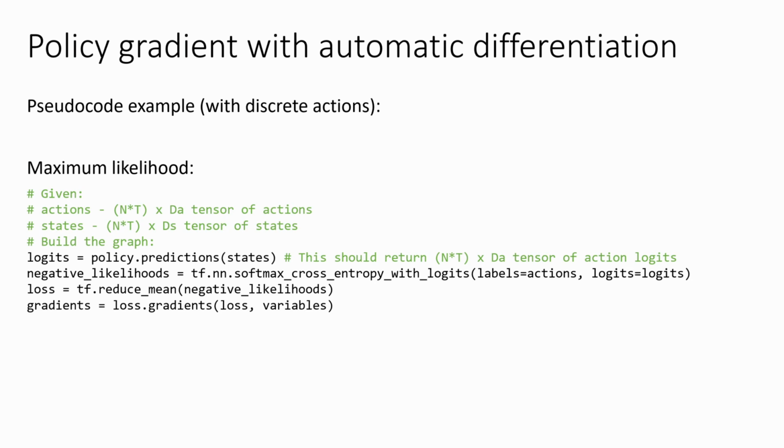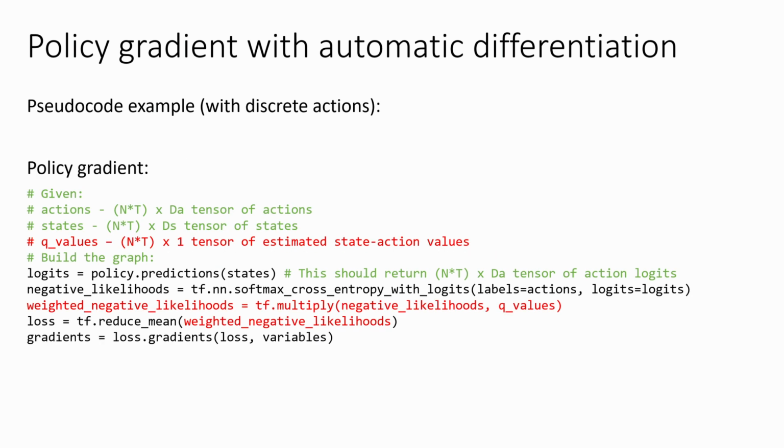So this is imitation learning with discrete actions. For continuous actions, you wouldn't use cross-entropy loss, you would use the equation for the density of a multivariate normal distribution. All right, so now let's think about how we can turn this into a policy gradient.